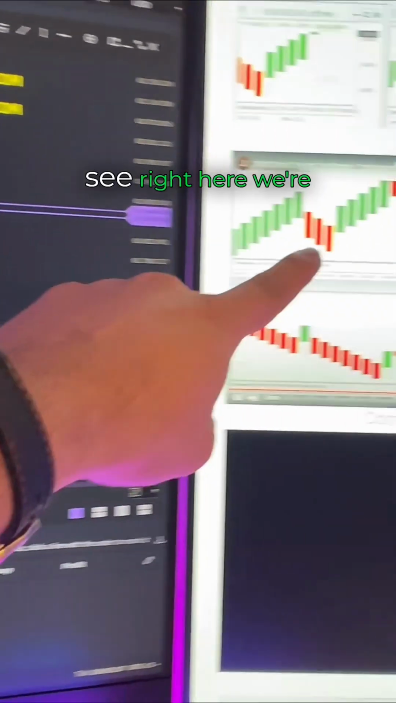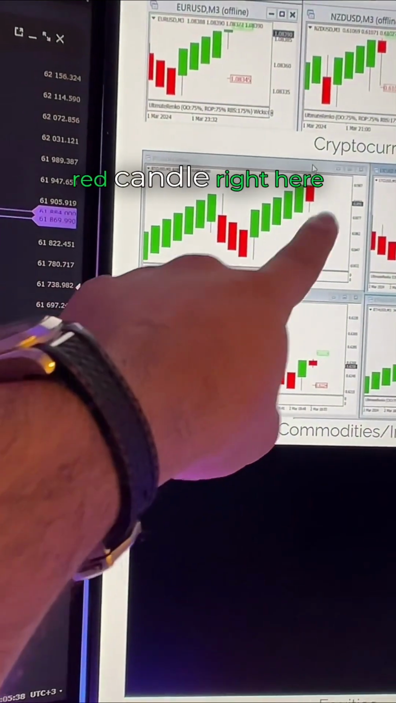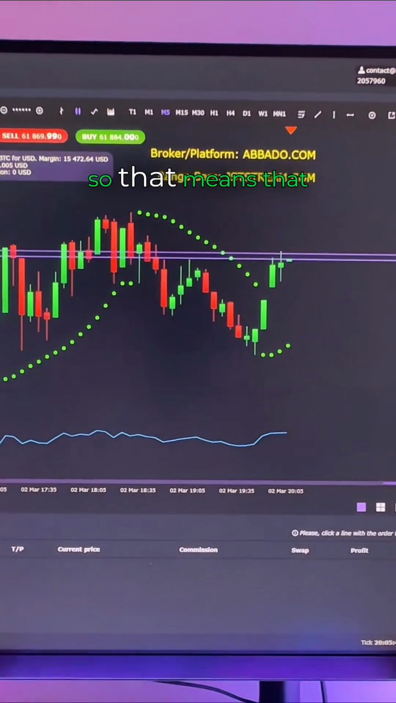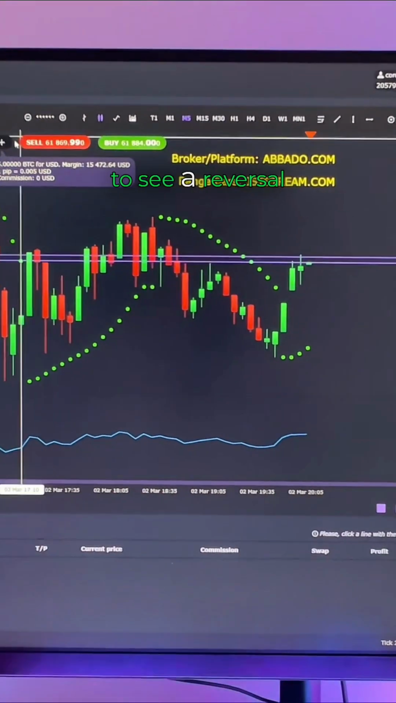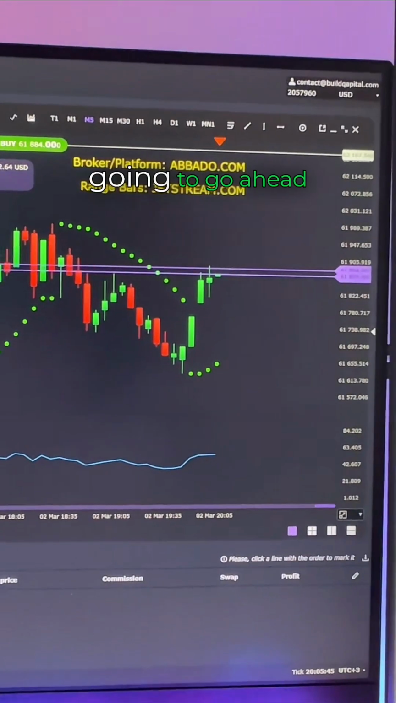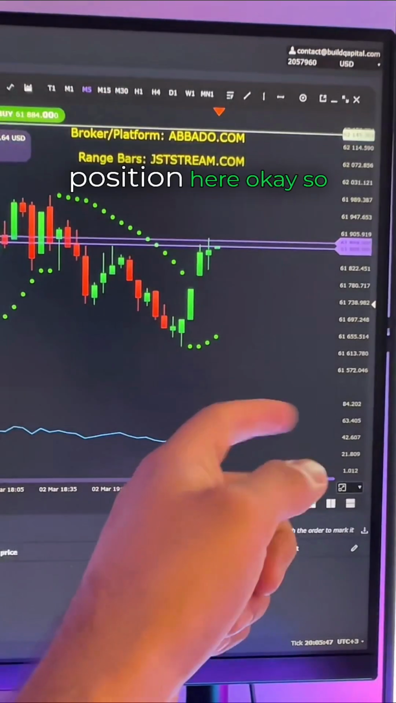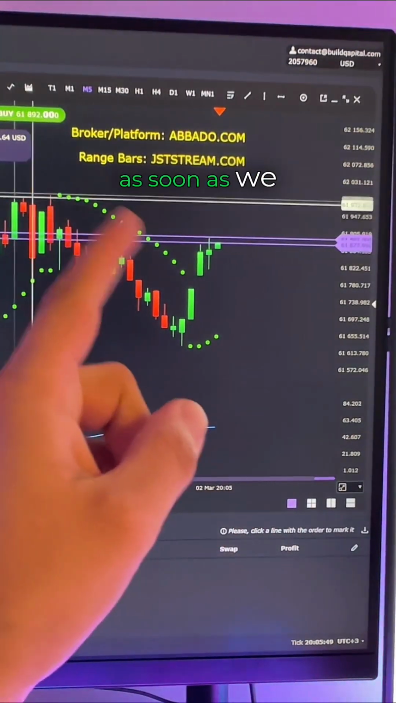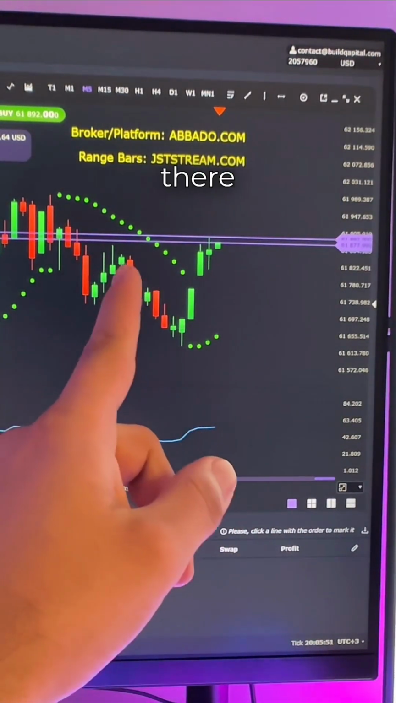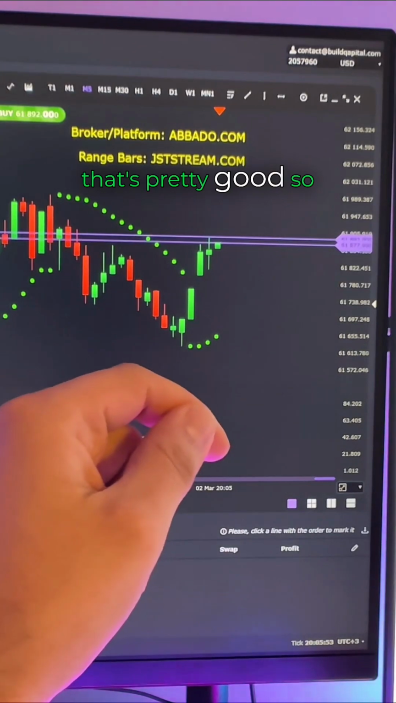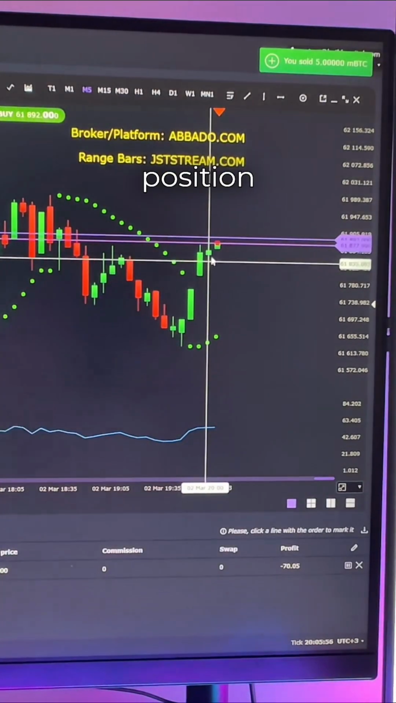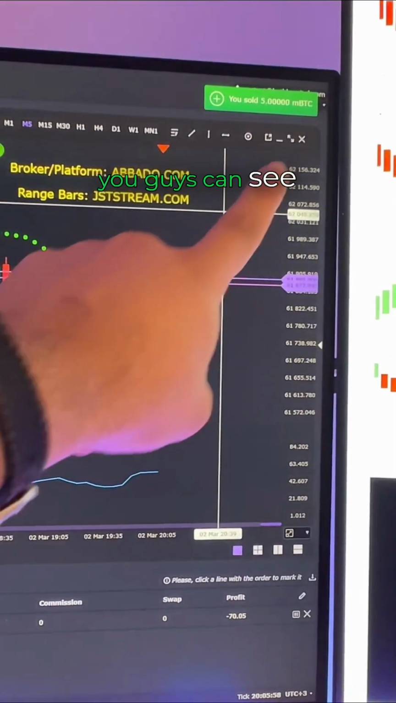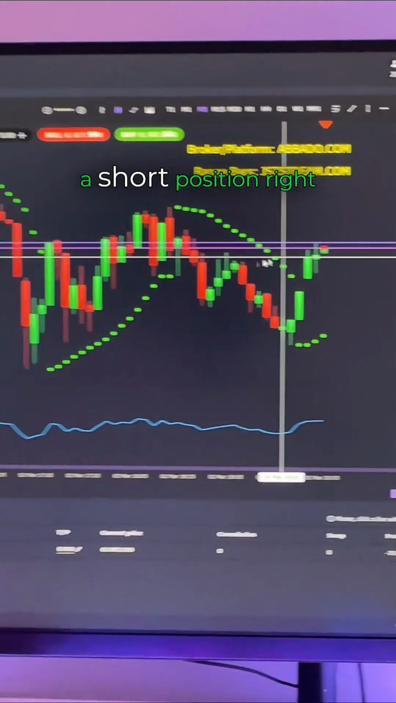Now, guys, we can see right here we're starting to get this red candle right here on the range bar, so that means that we're starting to see a reversal. So what I'm gonna do is I'm gonna go ahead and enter a short position here. Okay, so as soon as we get a little bit higher push up, there we go. I think that's pretty good. So I'll go ahead and enter a short position. There we go. So you guys can see that I've just entered a short position right here.